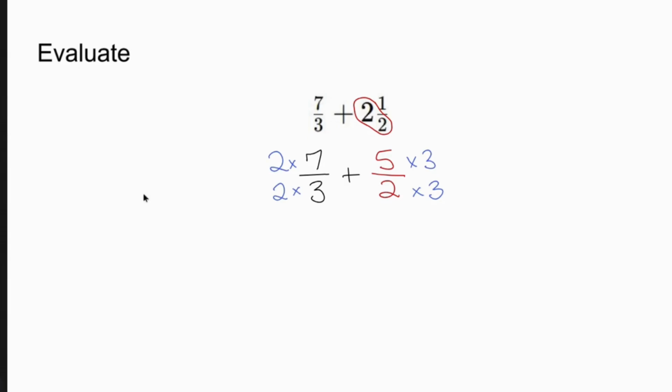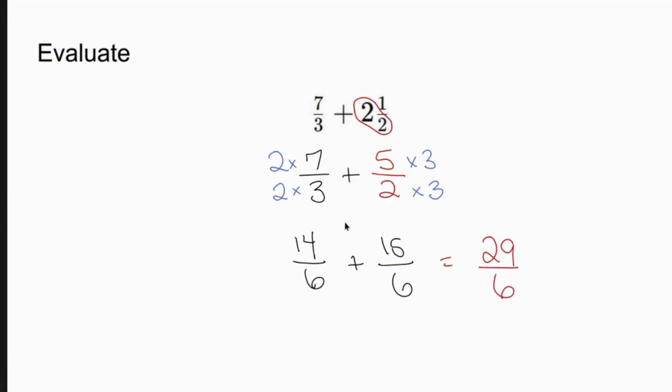Now let's do a little bit of multiplication. 2 times 7 is 14. 2 times 3 is 6. 5 times 3 is 15. 2 times 3 is 6. Now we're adding these guys. Whenever you add fractions of the same denominator, you just add the numerators together. 14 plus 15 is 29. 6 and 6, your denominator, stays 6.